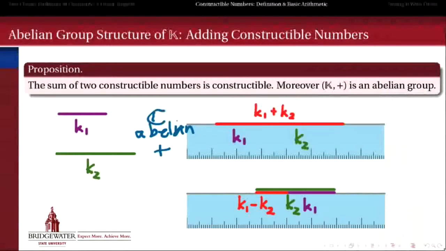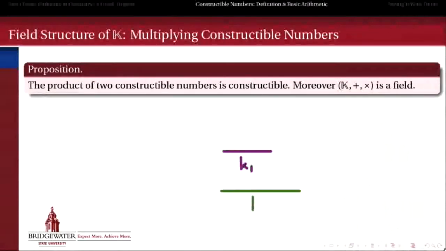So we don't have to show that addition is commutative here. All we have to know is that the sum and difference of 2 constructible numbers is constructible, and then it follows that they form an abelian group under addition. But the story gets even better.